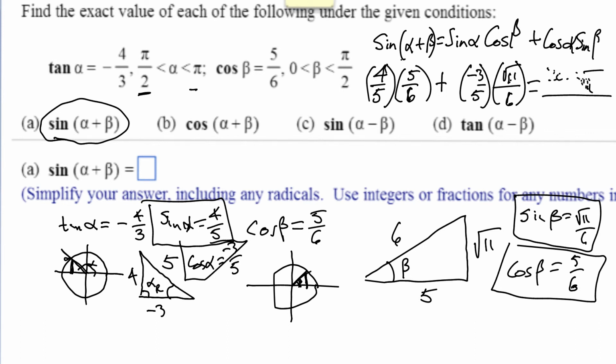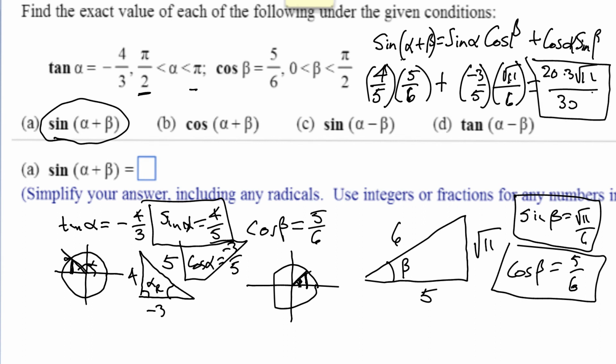Let me try to write that a little better. It doesn't want to do that over on the edge of the screen. So we'll have 20 minus 3 times the square root of 11 over 30.